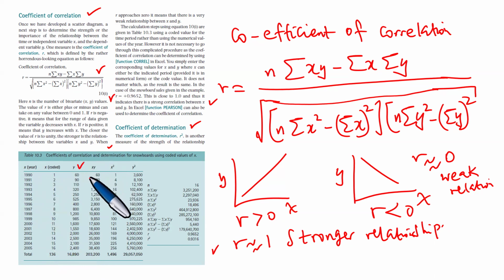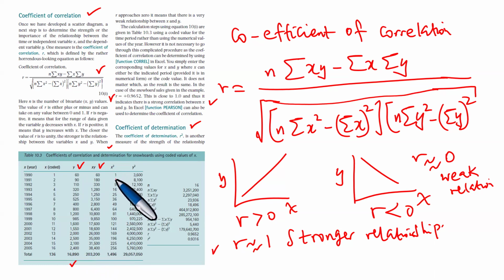The sum of the units sold is 16,890. So we're adding just the units sold to see how many were sold altogether. Then we find the product of the coded period times Y: 1 times 60 is 60, 2 times 90 is 180, 3 times 110 is 330, and lastly, 16 times 2,400 is 38,400.